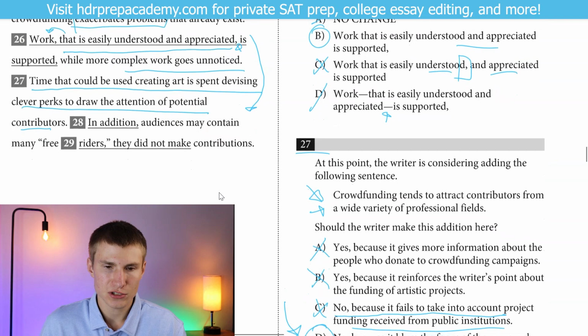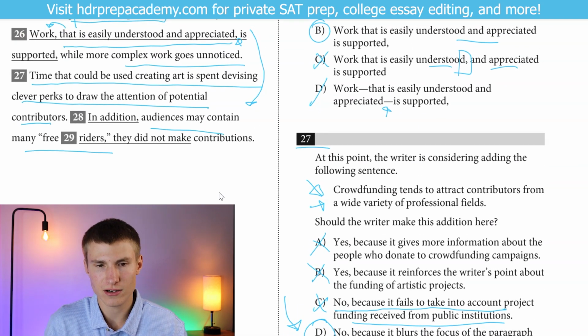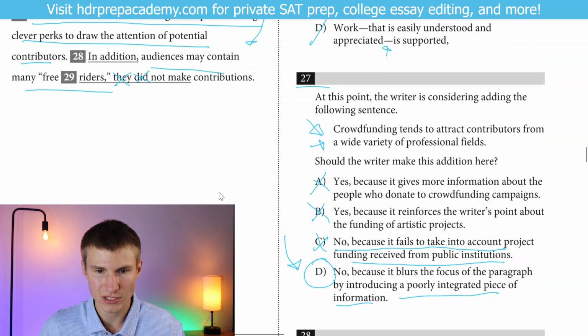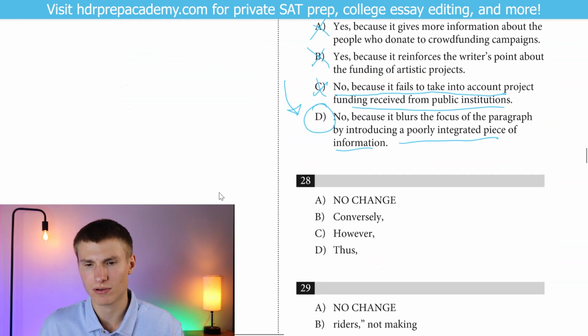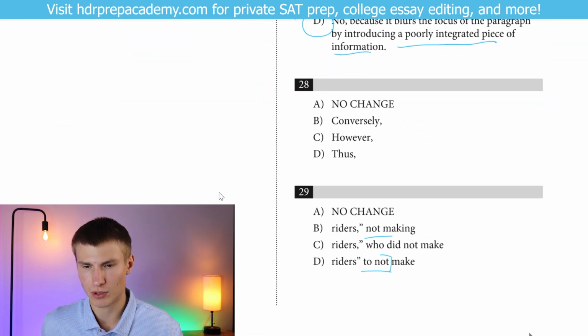Okay, so we see that we've got a transition word between sentences. We've got audiences may contain many free riders, and this will have to be who do not make, or who may not make contributions, right? We want to have something there. We wouldn't say not making, we wouldn't say to not, because both of those would be unclear who we're referring to.